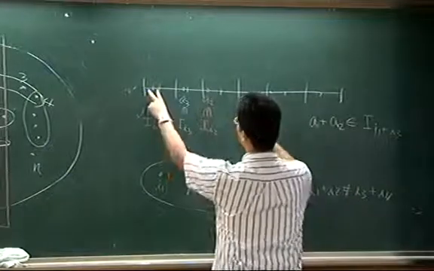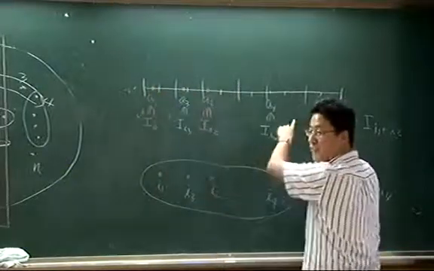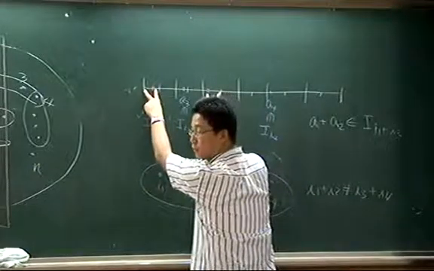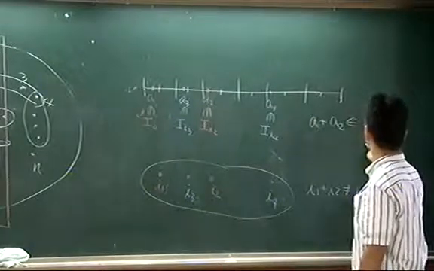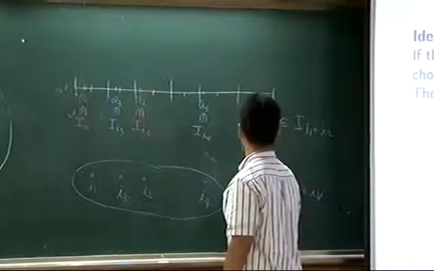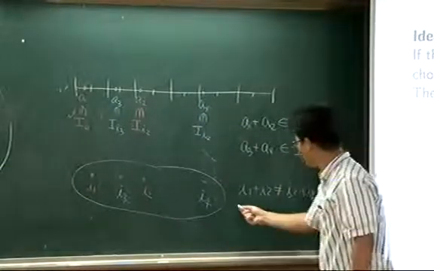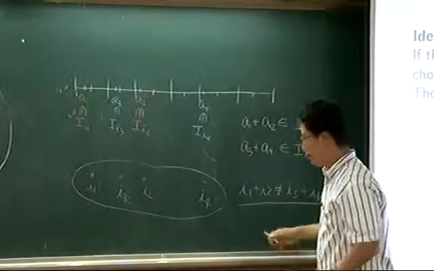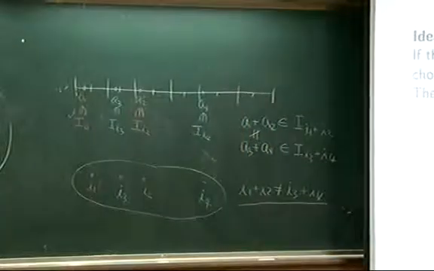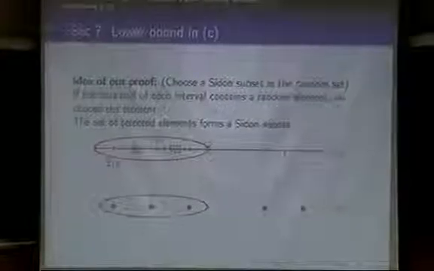For example, if this is in the first interval and this is in the third interval, then the sum could be in the fourth or fifth interval. But since we choose those elements from the first half of each interval, there is no carry. So this element should be in the I1 plus I2 interval. For the same reason, A3 plus A4 is in I3 plus I4. But based on this, the two intervals are distinct, so this sum should be different from the other. This is a nice tool for using information about intervals for a random set.